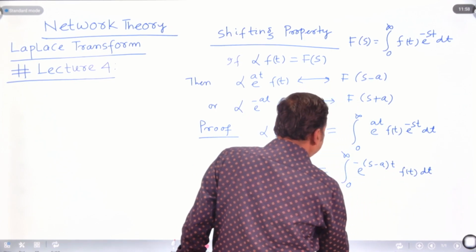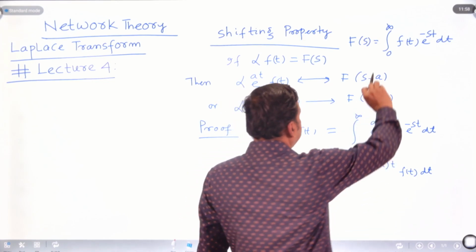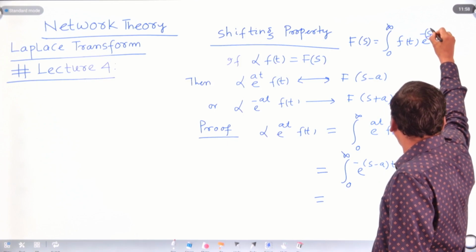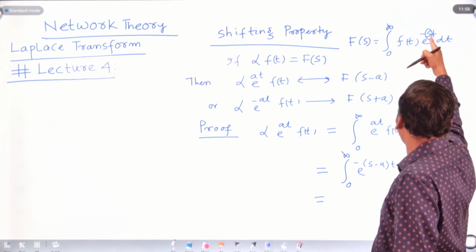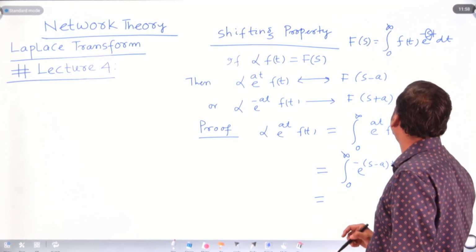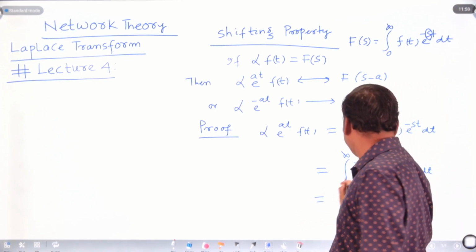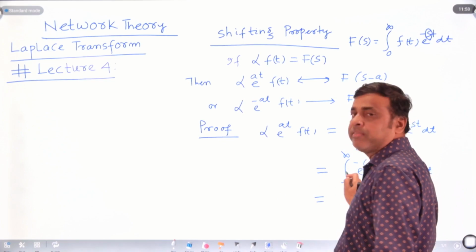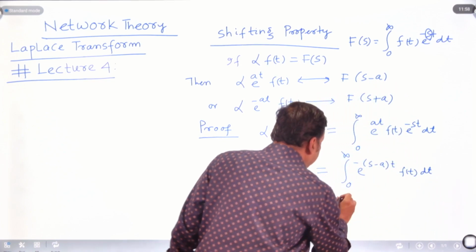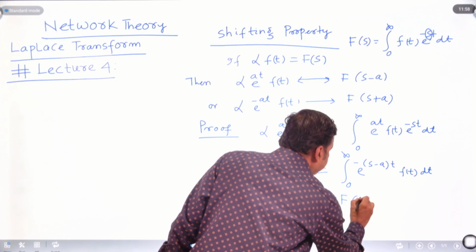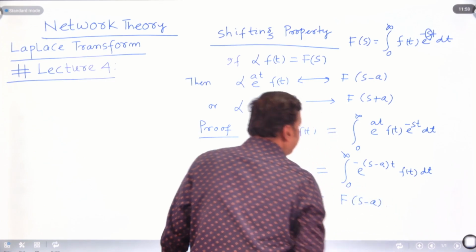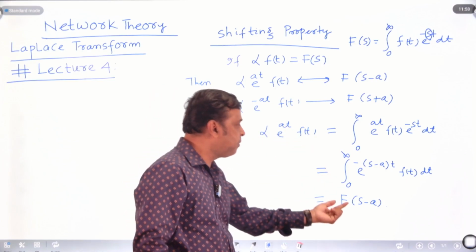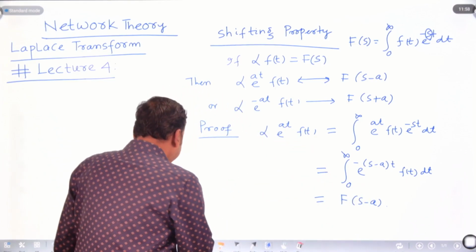What is the value here? For F of s, in e to the power minus st, the coefficient of minus t is s, which is why it is F of s. Similarly, here the coefficient of minus t is s minus a. So the whole value is nothing but F of s minus a. Therefore, the Laplace transform of e to the power at f of t is F of s minus a.